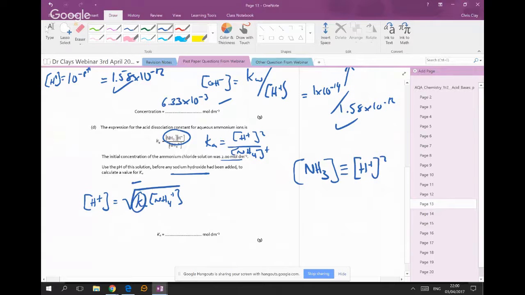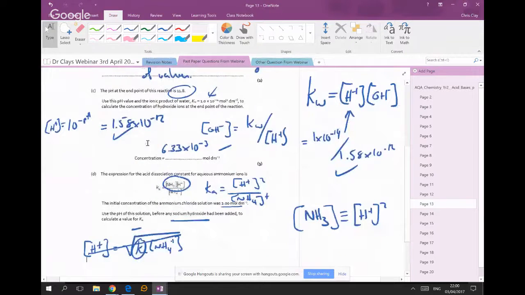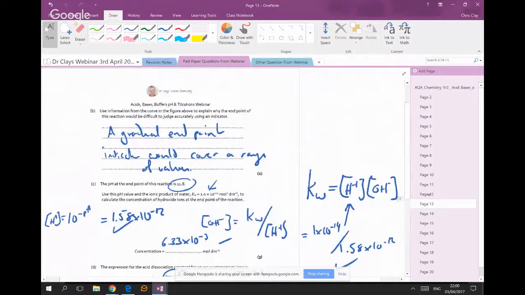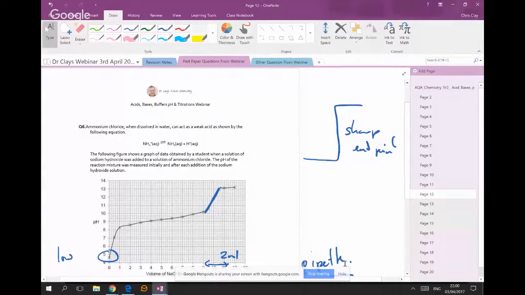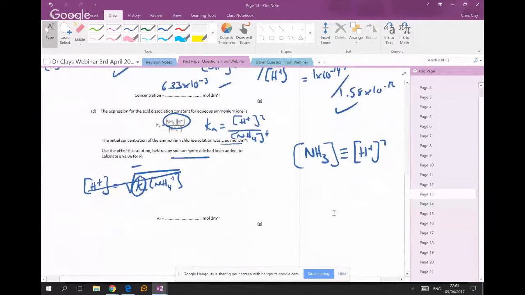Sorry, we're actually looking for Ka, aren't we? Often we're looking for the concentration of hydrogen ions from the pH. So actually, we're simply going to put into our expression the hydrogen ion concentration, which we get from the pH. So the pH for aqueous ammonium ions, let's find out what it was. We've got to read this off the graph. If we look at the graph, we've got a pH of 4.6. So there we're using our graphing skills. We rearrange: H plus is equal to 10 to the minus 4.6, because that's what the pH is. That gives us 2.51 times 10 to the minus 5.